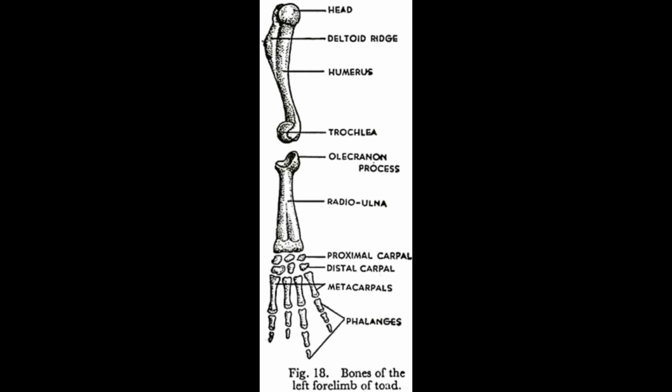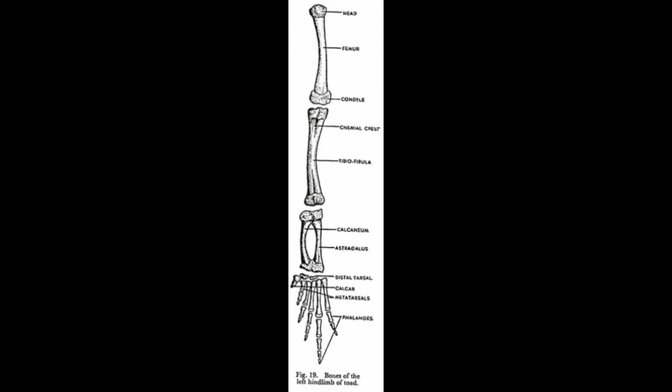phalanges. The hind limbs are composed of the head, femur, condyle, cnemial crest, tibiofibula, calcaneum, astragalus, distal tarsal, calcar, metatarsals, and phalanges. Well, that is all the time that we have for today.